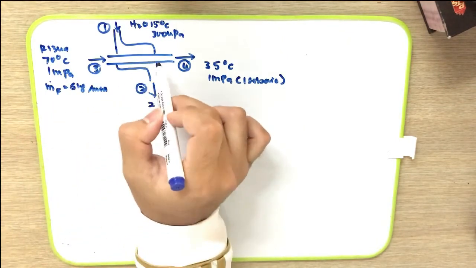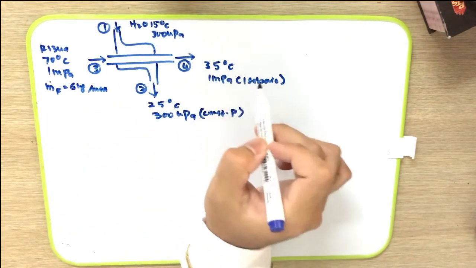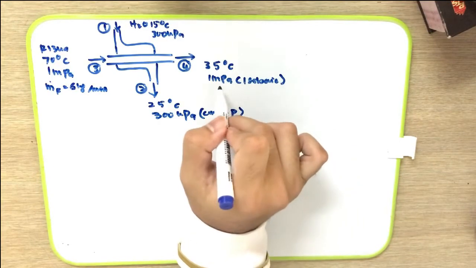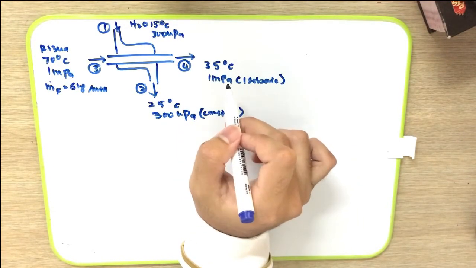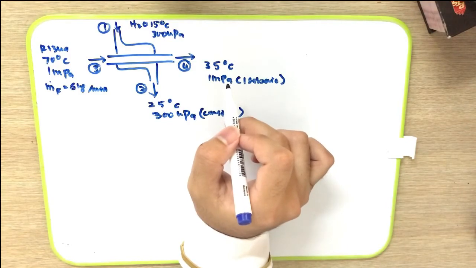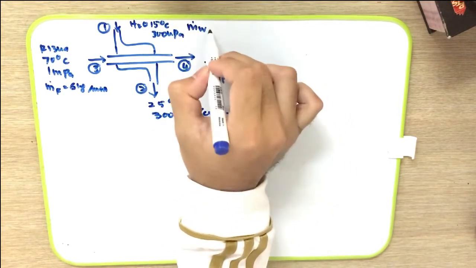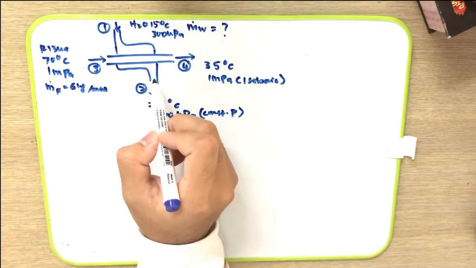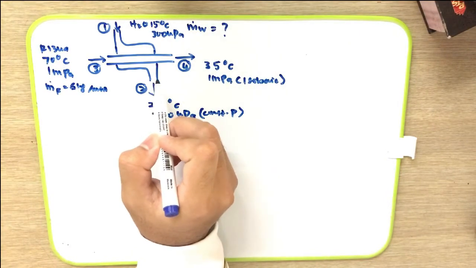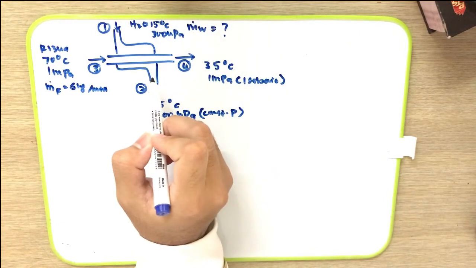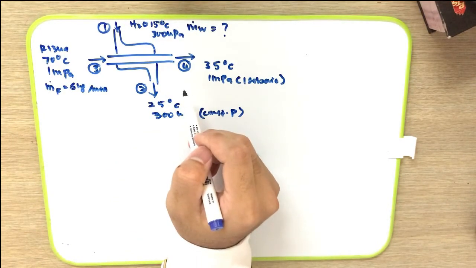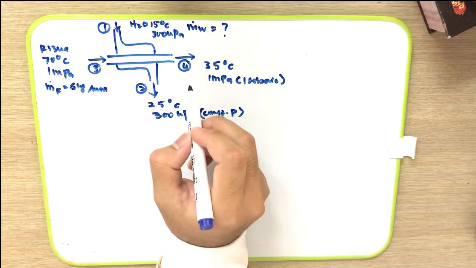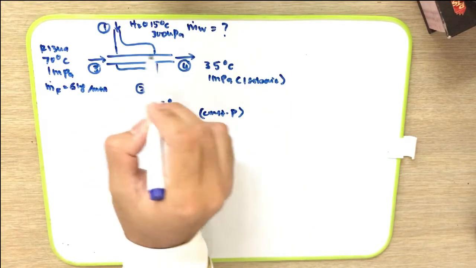So it leaves the condenser at 35 degrees C in isobaric manner, so the pressure at outlet for refrigerant is 1 megapascal. So now we need to find the mass flow rate of the cooling water, or MW. Because this device is a condenser, the KE, PE, Q and also W are not involved here. So from the first law of thermodynamics for open system, we just consider the enthalpy for each stream.